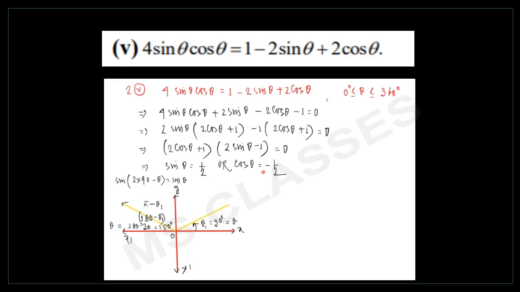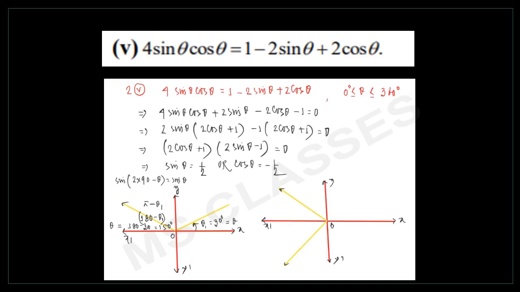Now we come to this one: cos theta equal to minus half. Cos theta is negative in two quadrants, one is the second quadrant, one is the third quadrant. So here we'll take the value cos theta equal to half, and we'll look for cos theta equal to half in the second and third quadrants. Now second quadrant, how can we think?